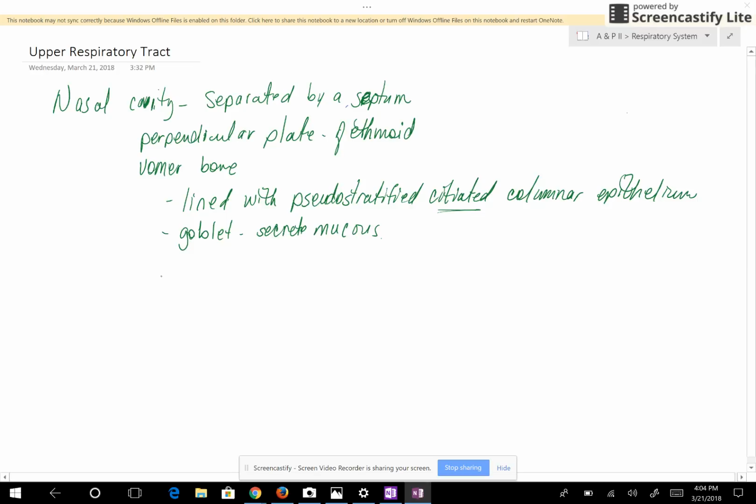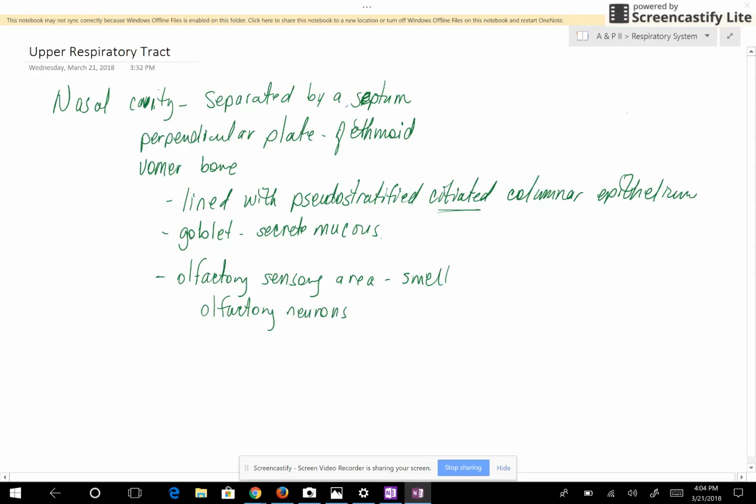Okay, the nasal cavity also has an area that's called the olfactory sensory area. Which one of your five senses is your olfactory sensory area going to play a part with? Smell. Okay, so the olfactory neurons are located in the olfactory sensory area.